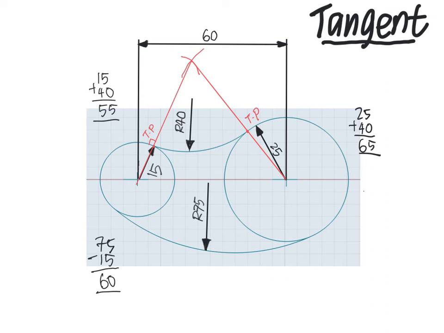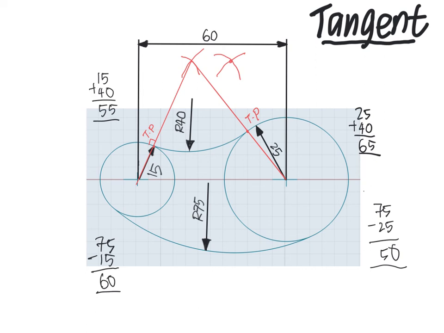We can get around here maybe. This is just an example. You can try it. And then from the other side, 75 minus 25, we got 50. So it might be around here. So this is the center point of this arc with radius 75.